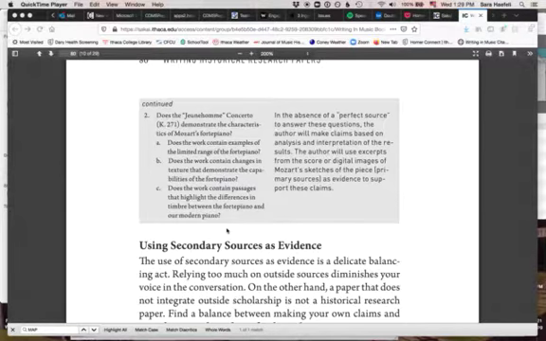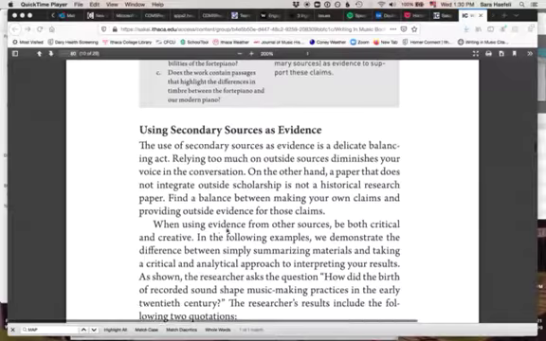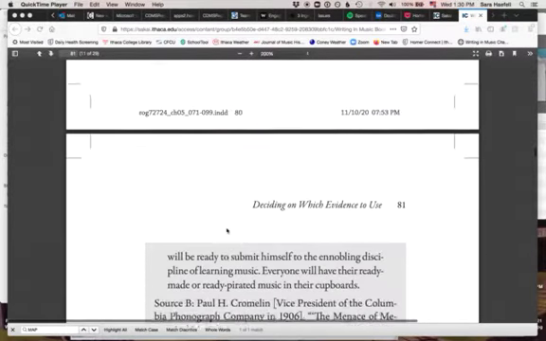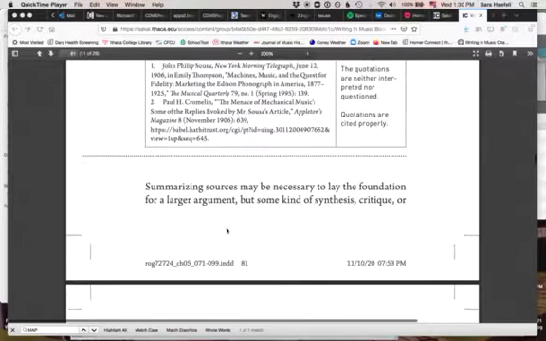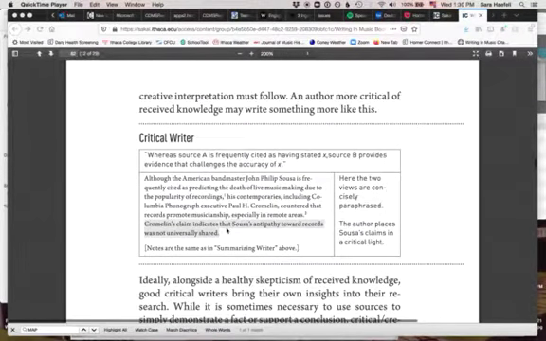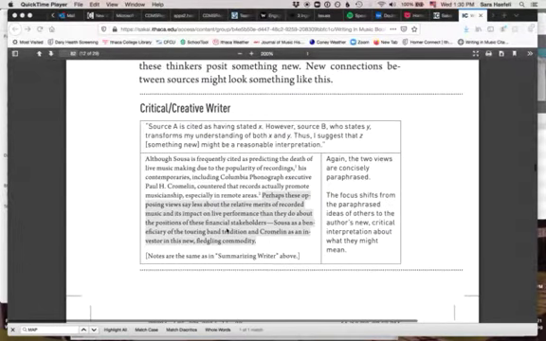So take a close look at that, and take a close look at how to cite secondary sources, how to summarize on page 81, how to be critical of sources on page 82, and how to extend them in a critical or creative way.